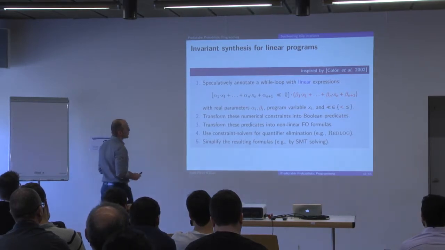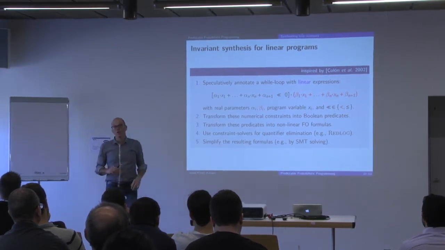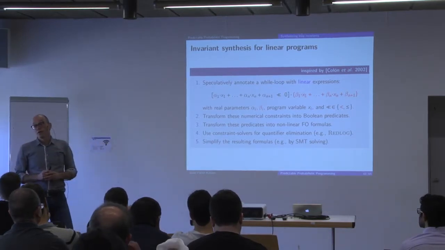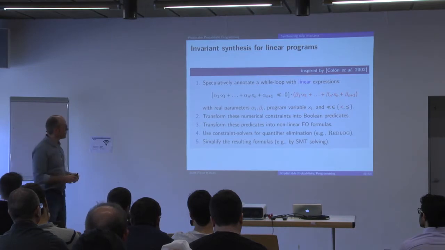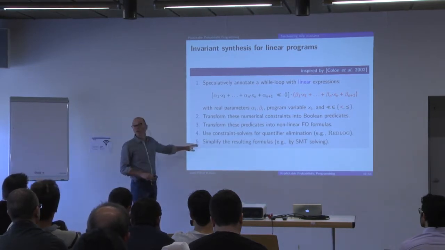So we're going to transform these numerical constraints into Boolean predicates. You can transform these predicates into nonlinear first-order formulas, and then you can do things like quantifier elimination. And actually, we there use some black box technology, and you can try to simplify the resulting formulas.